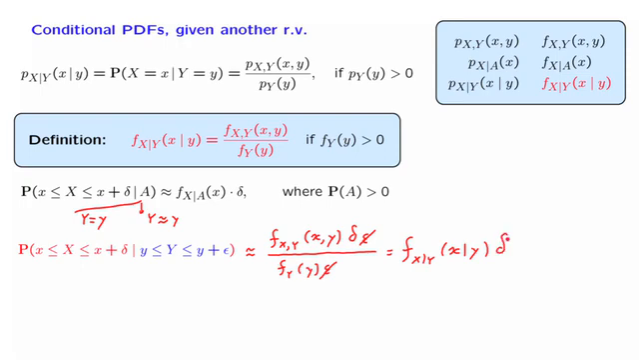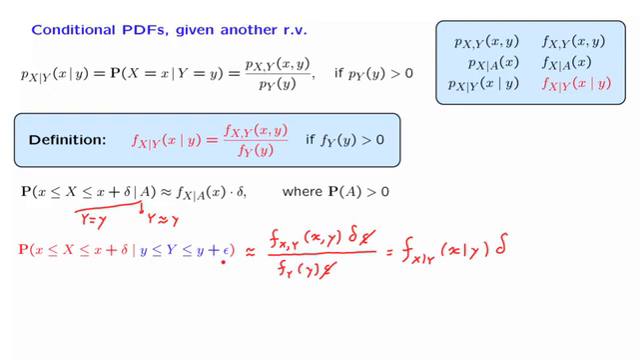times delta. So what do we see? We see that the probability of a small interval is equal to a PDF times the length of the small interval. However, because we are conditioning on Y being approximately equal to a certain value, we end up using a corresponding conditional PDF, where the conditional PDF is defined this way. So we now have an interpretation of the conditional PDF in terms of probabilities of small intervals.